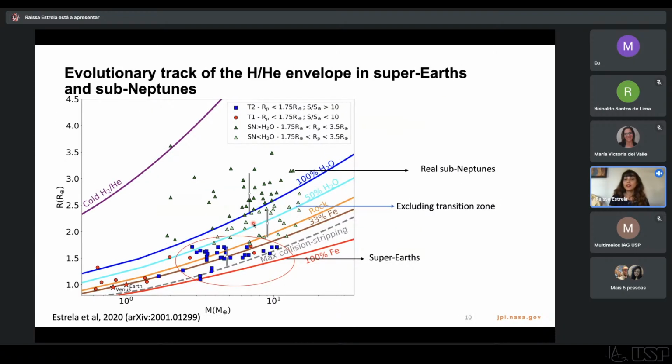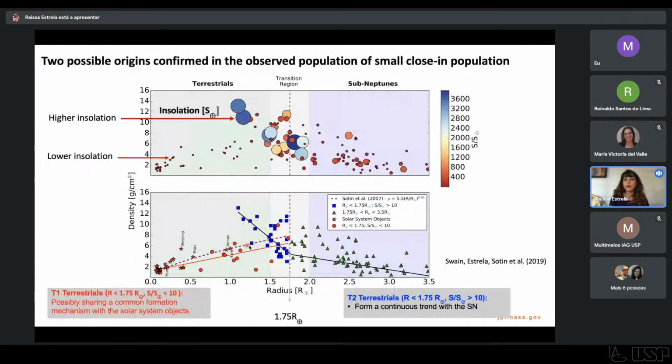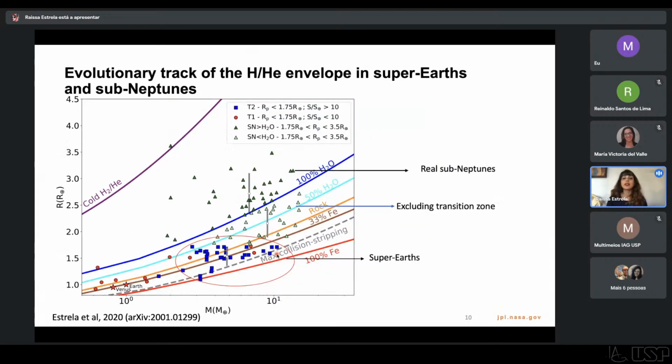So to understand if these super-Earths, the same super-Earths that you see here that have received high insolation levels, are really bare cores of sub-Neptunes, as evolution suggests, we need to track the evolution of the envelope of these planets. So we take the same super-Earths, the highly insolated ones, and the sub-Neptune sample, and we're going to track the evolution of these planets in terms of mass and radius. So you see here the mass and radius diagram.